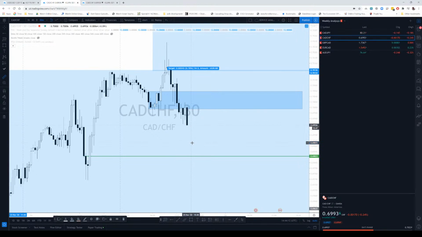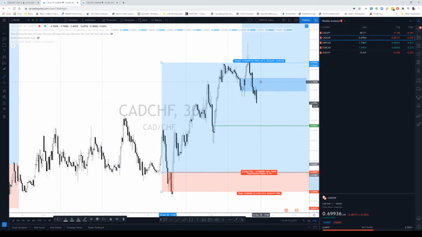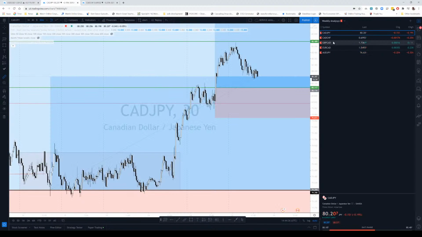Okay, just watch and learn how price moves from one breaker to a bullish order block. So just watch it and learn it. Don't do anything on this. We've already talked about CAD yen.